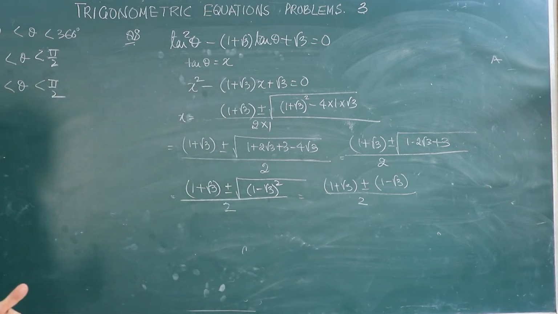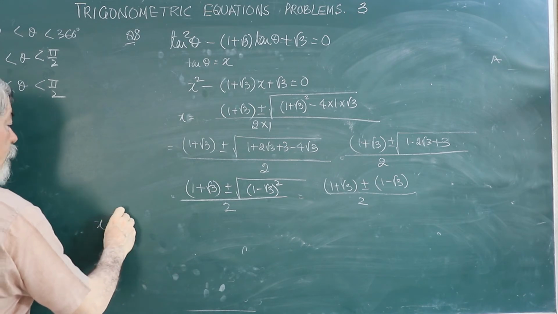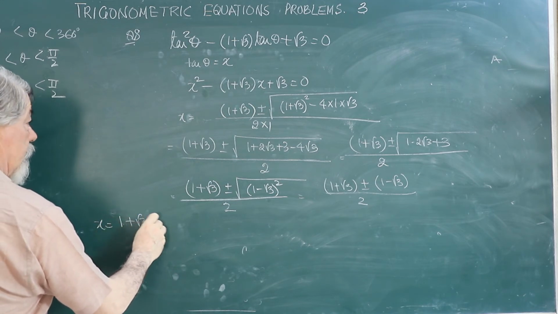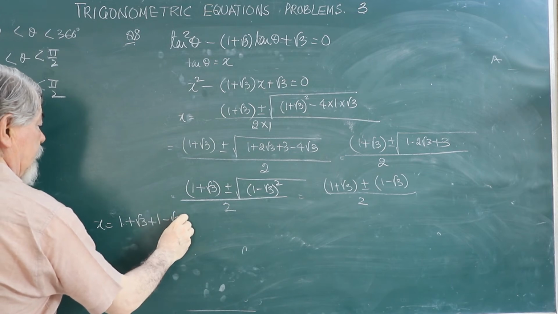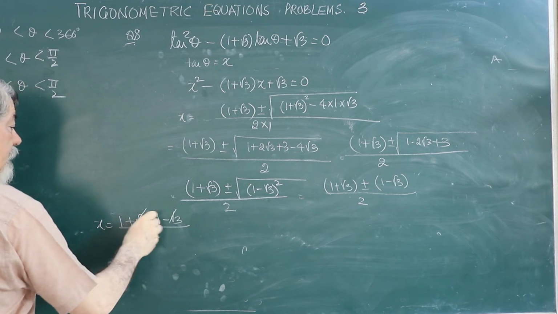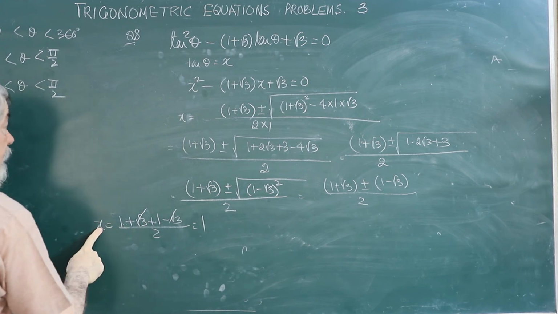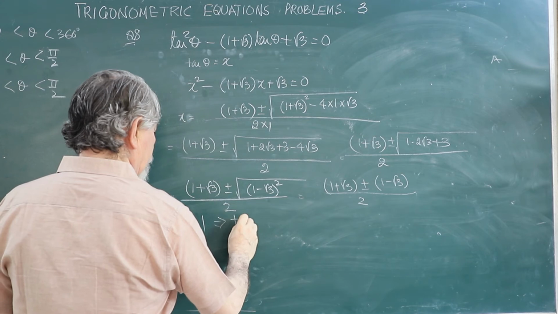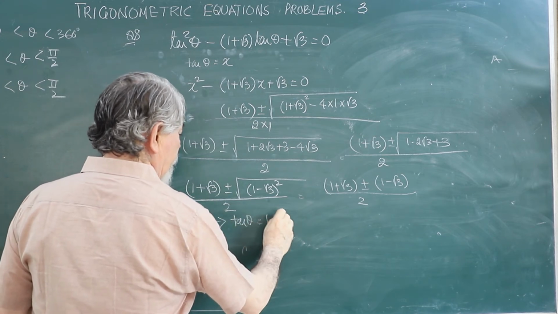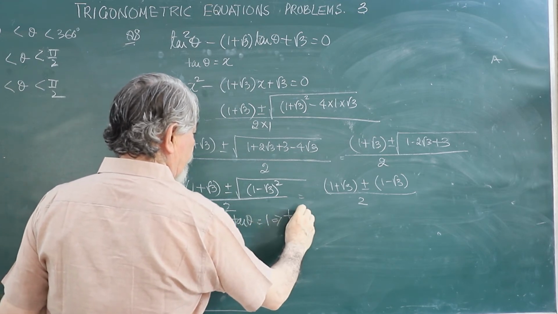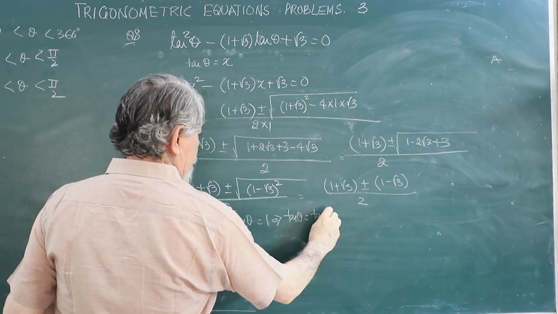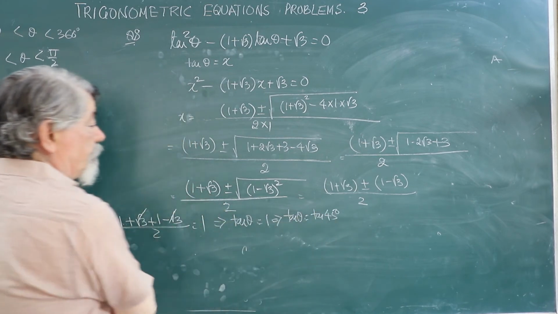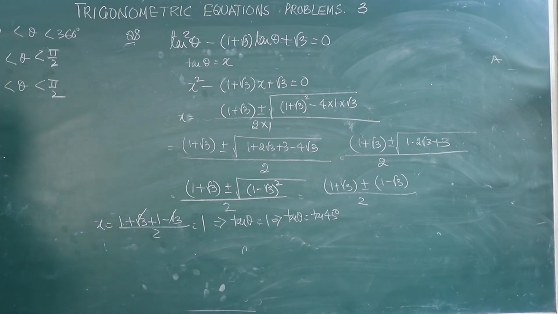Obviously, once I will take plus and once I will take minus and calculate the value. x will be equal to 1 plus root 3 plus 1 minus root 3 upon 2. This will cancel, it will become 1. So x is 1, tan theta is equal to 1. That implies tan theta is equal to tan 45, and what will be the general solution?